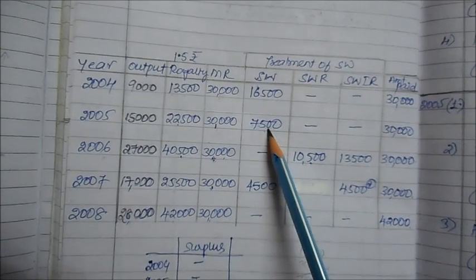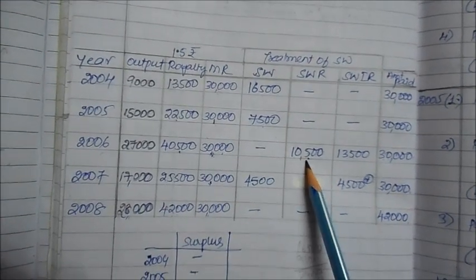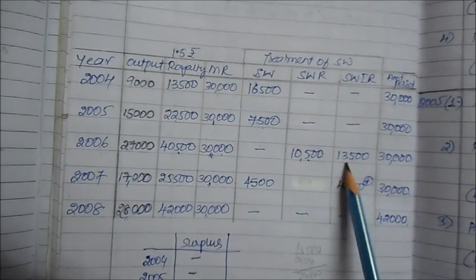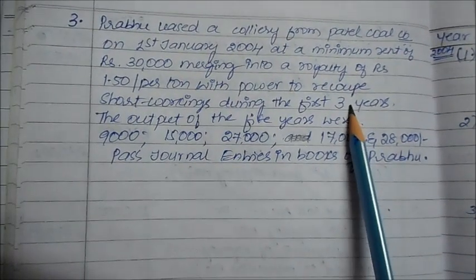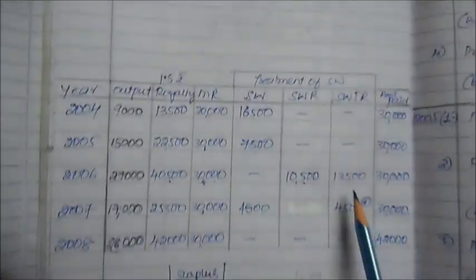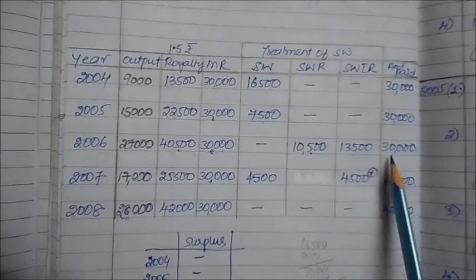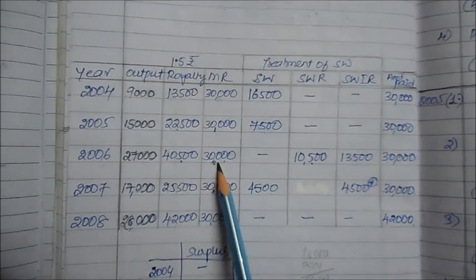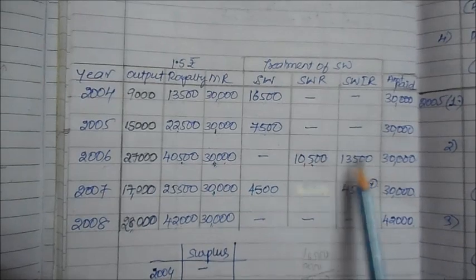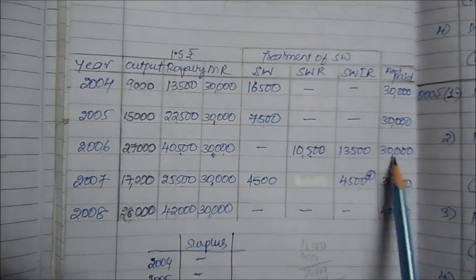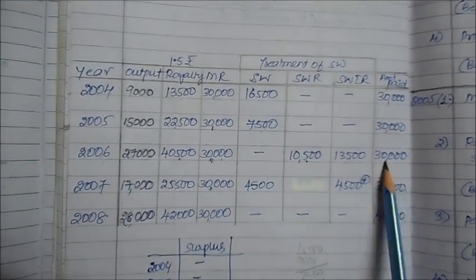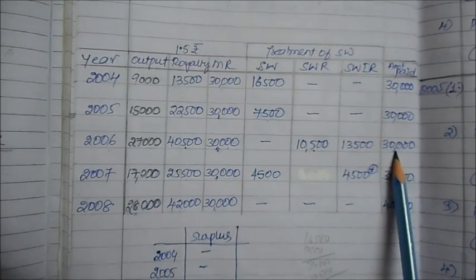Add both of these together, deduct it from 10,500. Whatever balance is left will be irrecoverable, because the question is giving you the benefit of recovering only in the first 3 years. Remaining will be irrecoverable, and whatever amount of minimum rent is there, 40 minus 10,500, remaining will be paid to the user, or the user will pay to the owner of the asset.